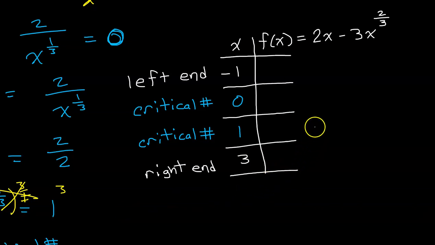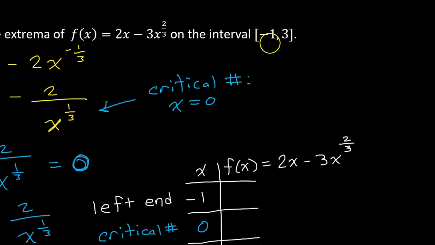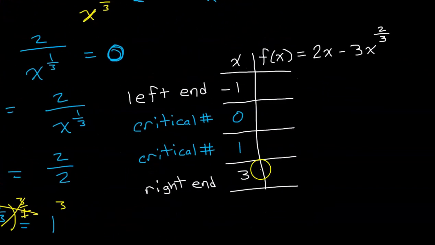It's time to make our table of values. Of course, we have the 2 critical numbers that we just found, but don't forget about the endpoints from the original interval, the -1 and the 3. So that's where this -1 and 3 are coming from. Also, don't forget that we are evaluating the original function at these critical numbers.